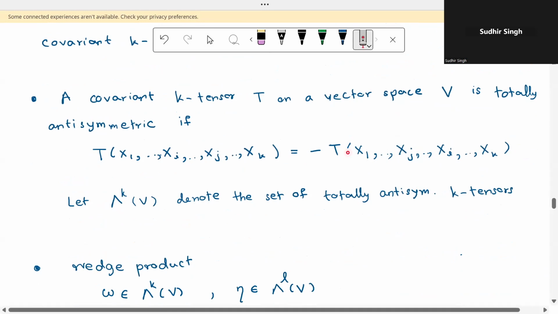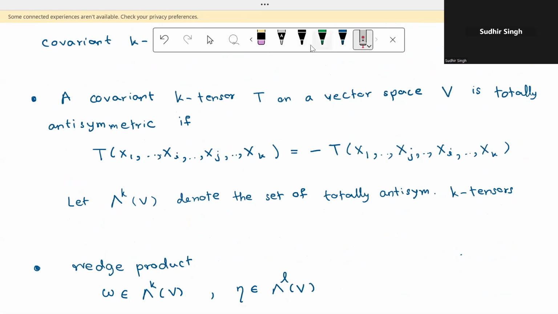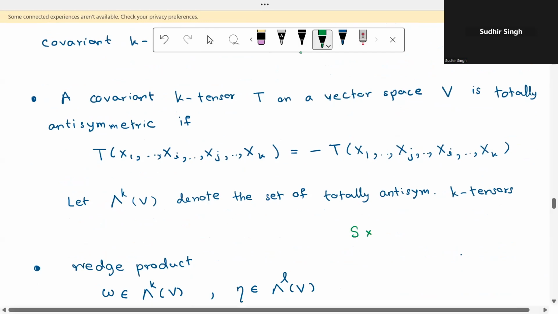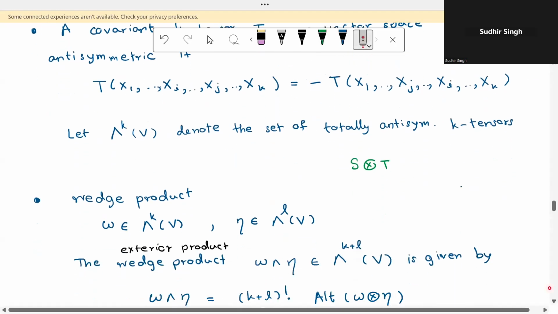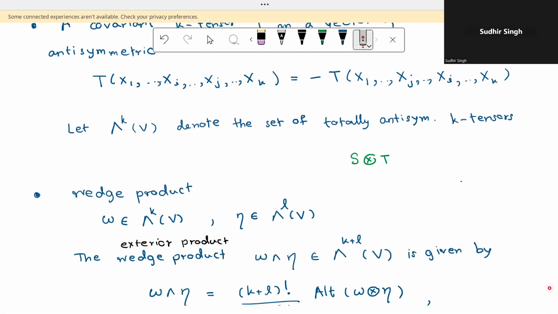Now, for general K tensors, we have defined the tensor product. I think say S and T, we have defined the tensor product of covariant K tensors. But suppose S and T are totally antisymmetric, this tensor product will not be antisymmetric as well. So we have another product just to preserve this property, and this is called the wedge product.